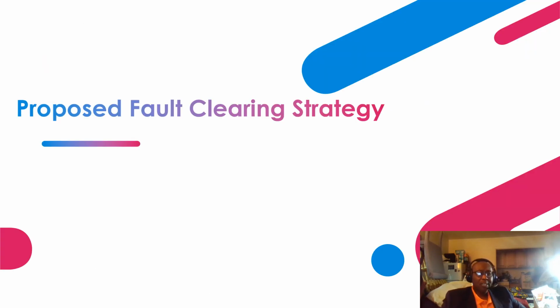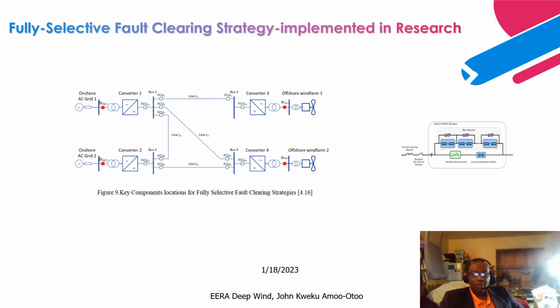Next is the proposed fault clearing strategy. This is a scheme of the fully selective fault clearing strategy. My research model was a point-to-point symmetric monopole configuration, but it's going to evolve into a multi-terminal DC configuration. That is why I'm utilizing the fully selective fault clearing strategy as part of this research.